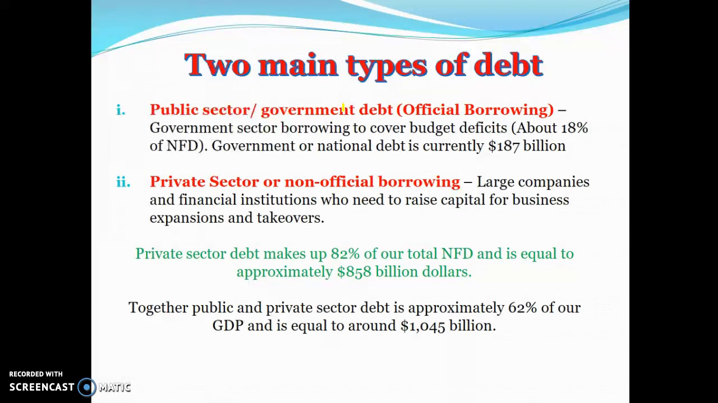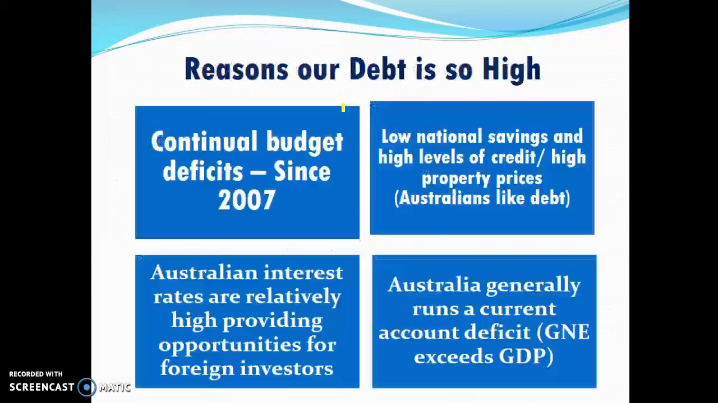Whereas private sector debt, or non-official borrowing, is the borrowing of large companies and financial institutions like banks, and that makes up around 82% of our foreign debt, or a large proportion of that debt. Together, they basically make up around 60% of our GDP, or around $1,000 trillion.